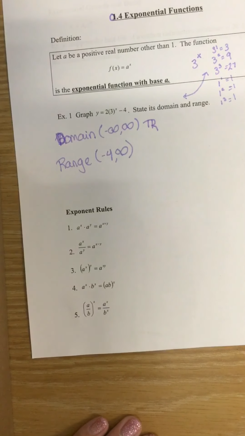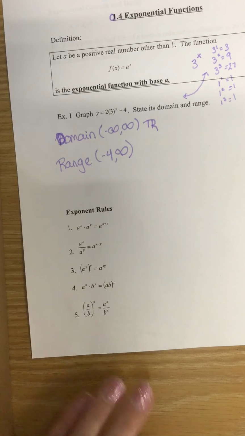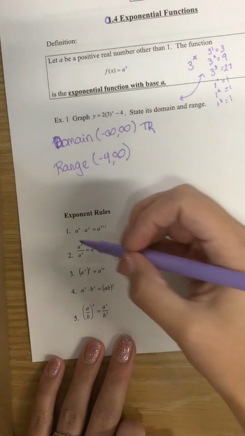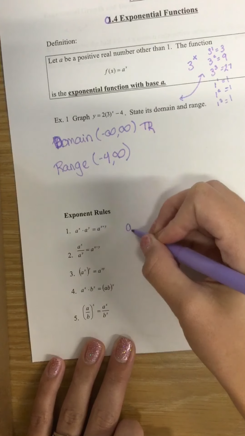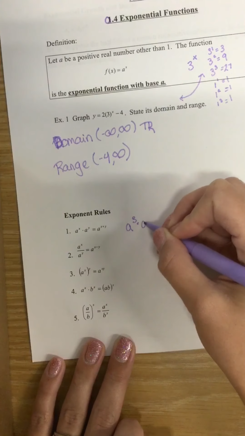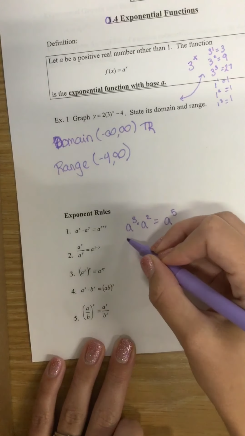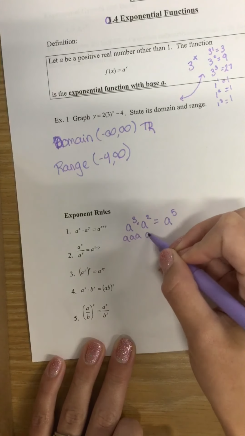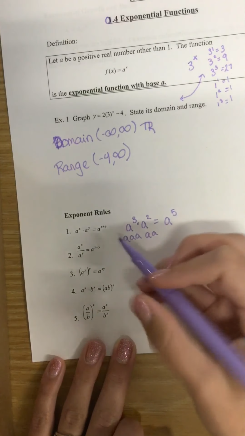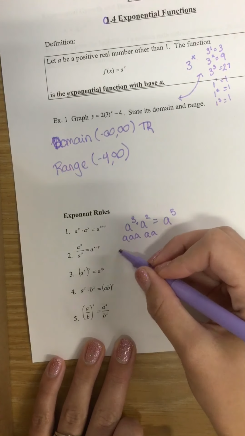Okay, laws of exponents. These are important to memorize so that we have them in our head and we can do them as we are going through things. Anything that we're multiplying that has those powers, we add the powers. So a to the power of 3 times a to the power of 2 is a to the power of 5. The reason being is because we have 3 a's here and 2 a's there, so altogether that makes 5. If we're dividing, we subtract.